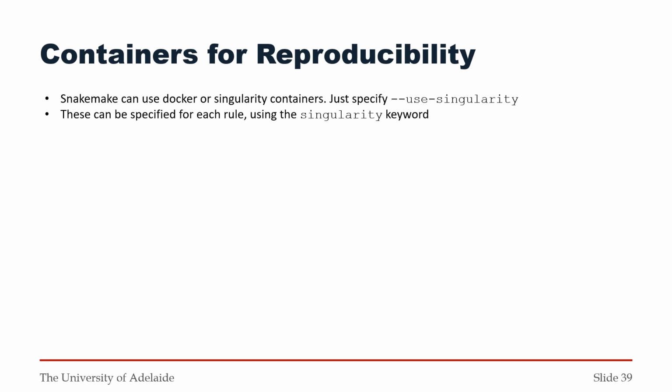We can use containers for reproducibility. I haven't said much about it, and it's probably out of the scope of this, but you can use the singularity argument to say that you want to run these jobs within a singularity container to segregate the execution environment from the underlying sort of operating system.